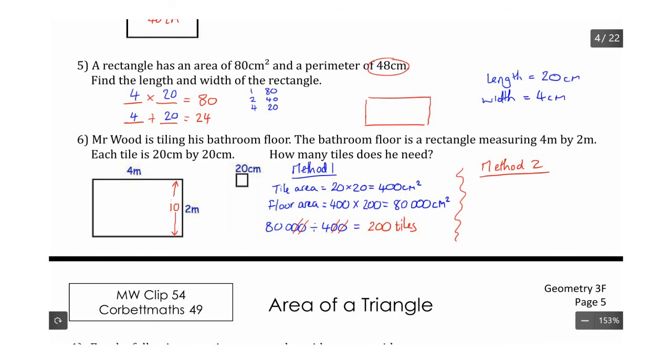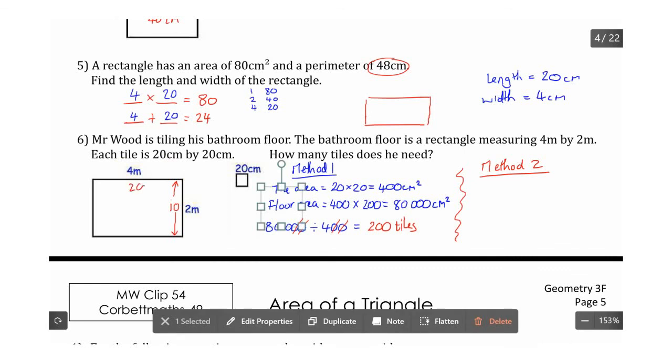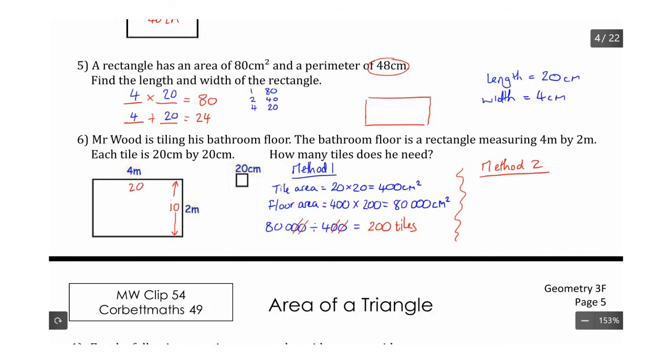And how many lots of 20 centimeters go into 4 meters? That would be 20. Quite often on these questions the numbers are easier than this to see, but still a good example. So we have 20 columns of 10 rows, or 10 rows of 20, and that would be 200 tiles. This method can often be quicker, I think, to get to the answer.